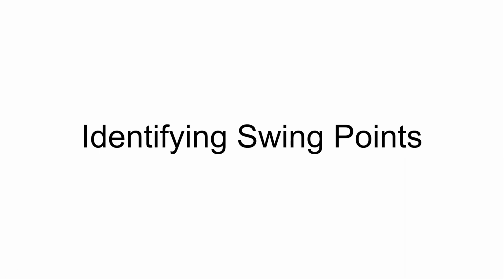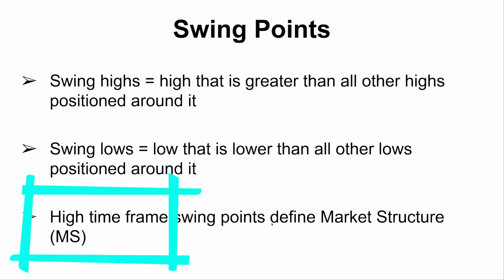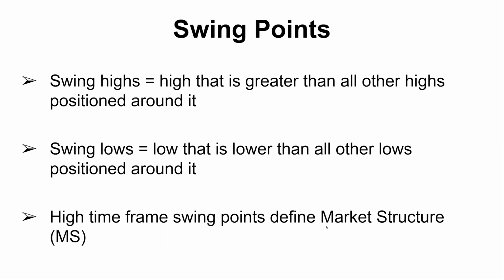Identifying swing points. These are areas where price has either reached a swing low or a swing high. A swing high is a high that is greater than all other highs positioned around it. A swing low is a low that is lower than all other lows positioned around it. We want to focus on high time frame swing points because this is going to help define our market structure.